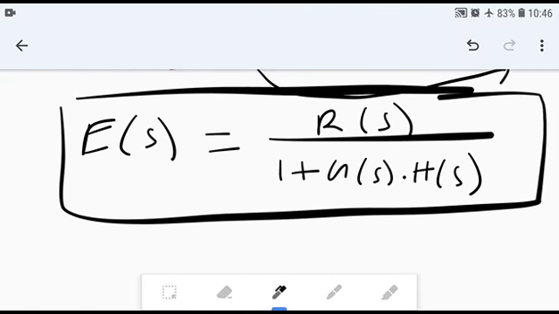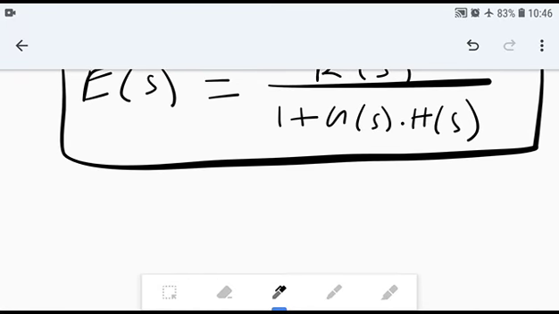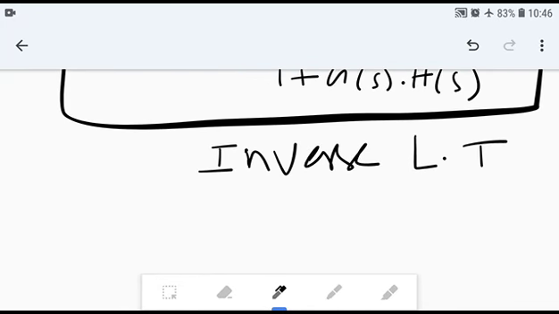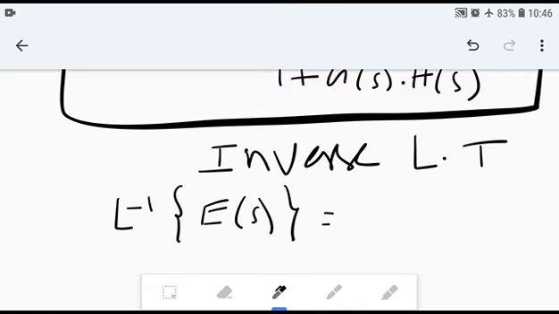Now this is in S domain, we want to get it in the time domain. So to get this in the time domain, we are going to apply inverse Laplace transform on this. So then we get the error signal in time domain. So L inverse of capital E of s, in time domain when we write, it is going to become E of t. So E of t is the error signal in time domain.